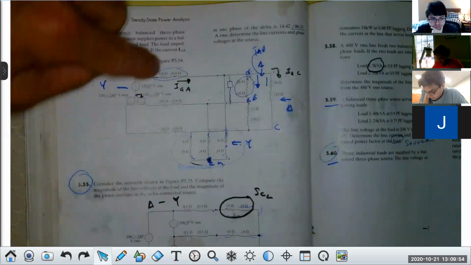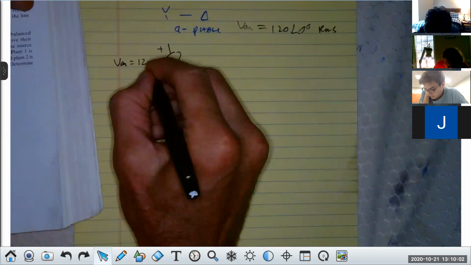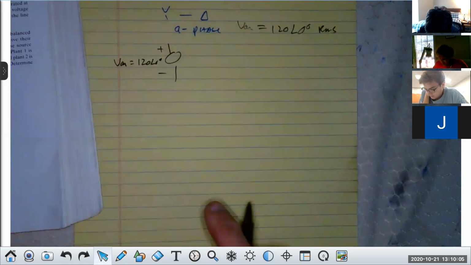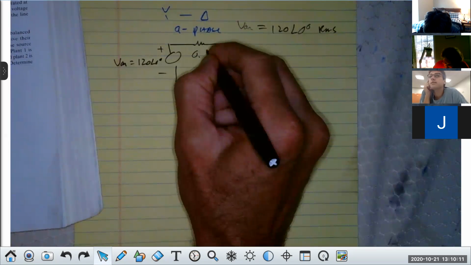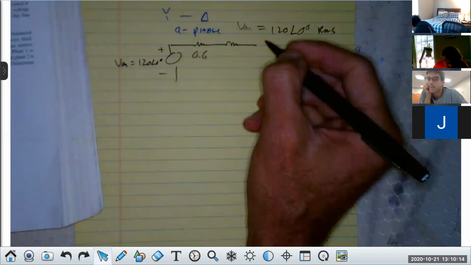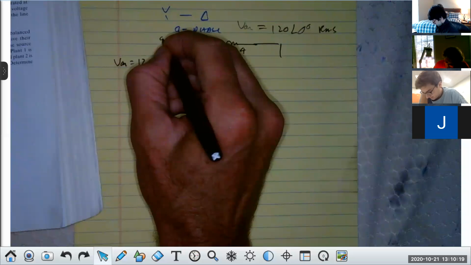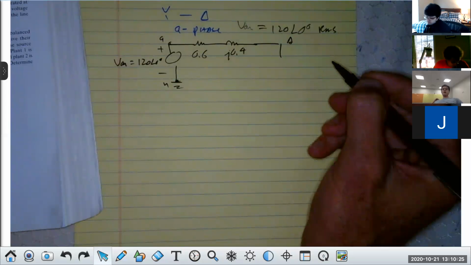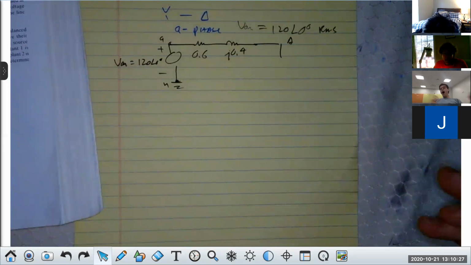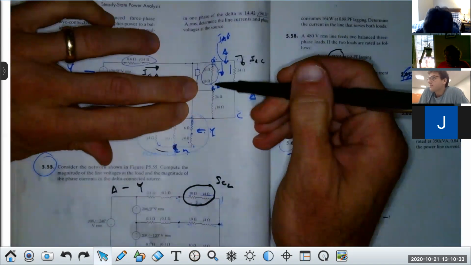Okay, 0.6 plus j0.4. I'm going to start drawing this. So it's plus minus VAN is 120 at an angle of 0 degrees, and that's volts RMS. Then I put the line impedance 0.6. And I have a reactance here of j0.4. The units of that are ohms. This is small a. This is small n. We ground that. This is capital A. This is where the load is. And you'll notice the delta load is 24 plus j18, correct?